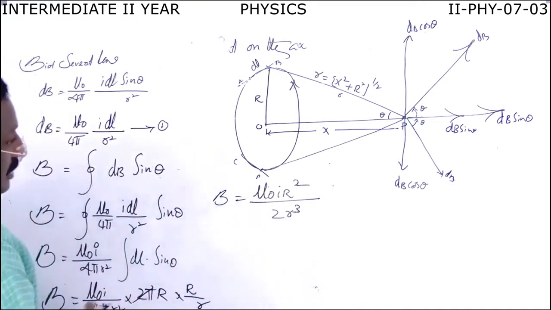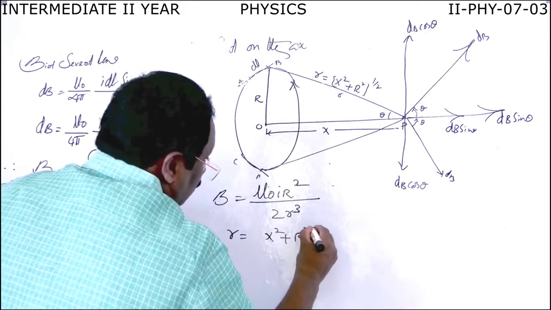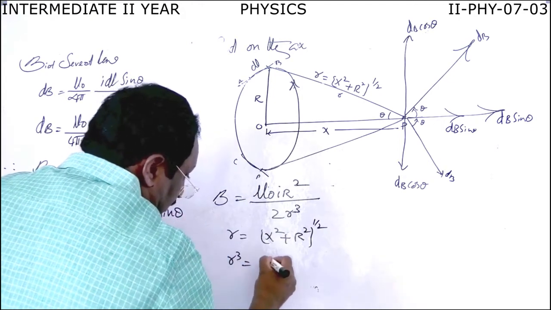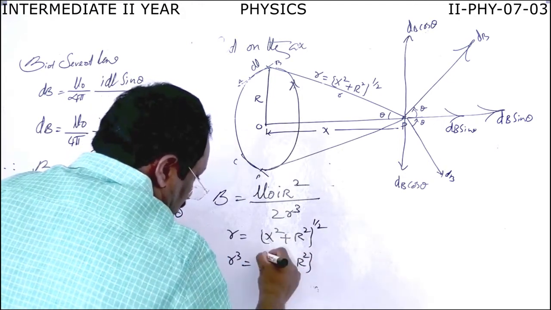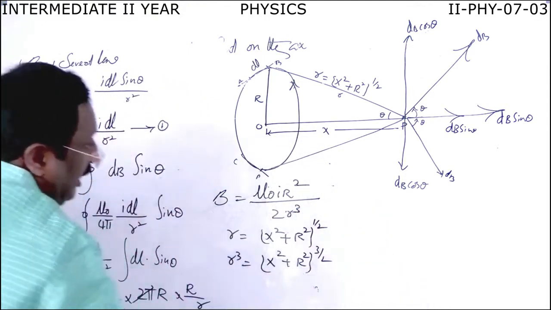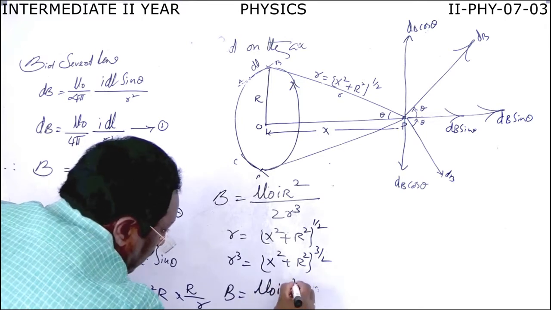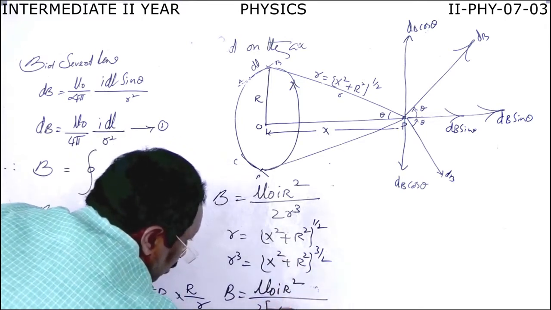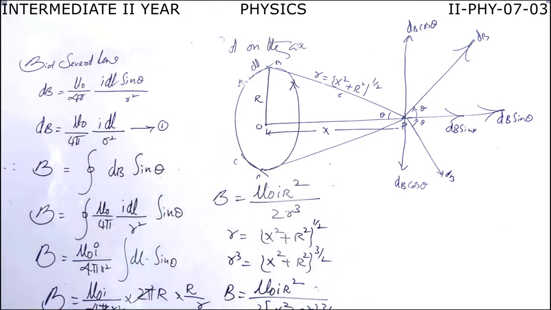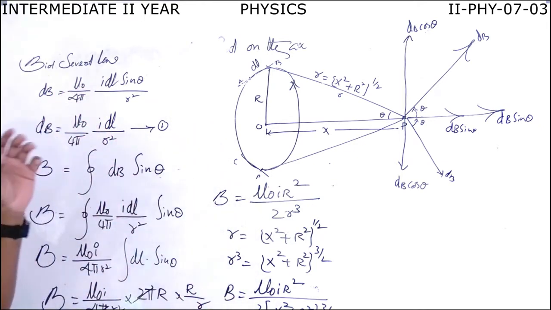Now you write the r value. What is the r value from this figure? X square plus capital R square whole to the power of 1 by 2. But we want r cube, so it becomes X square plus R square whole to the power of 3 by 2. Instead of r cube, we substitute this value. Now B becomes mu naught I R square by the denominator 2 into X square plus R square whole to the power of 3 by 2. So this equation gives the magnetic field at a point on the axis of the current carrying coil.